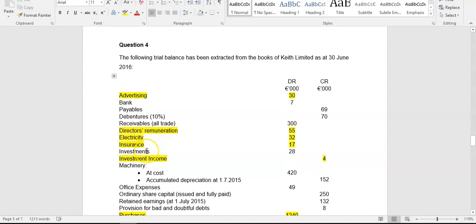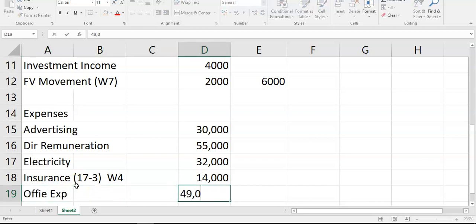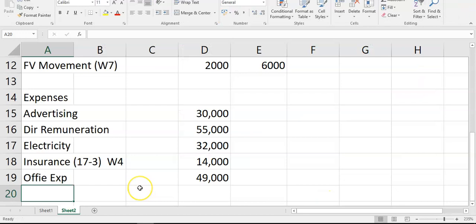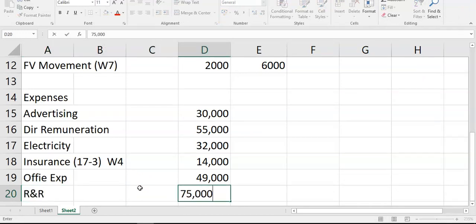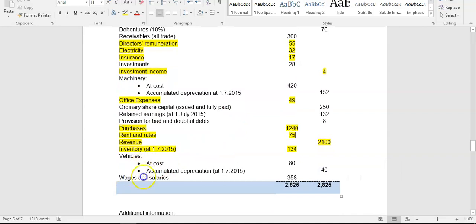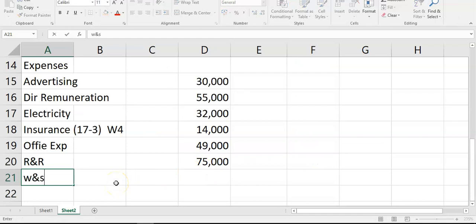So then working down along, investments are an asset. Machinery is an asset. Office expenses, which is 49,000. No adjustment. And we can highlight that. No other expense there. Rent and rates, R&R. That is 75,000. Again, no adjustment there. So we just highlight the rent and rates. And wages and salaries, then the last one, 358. So that's the last one in the trial balance.